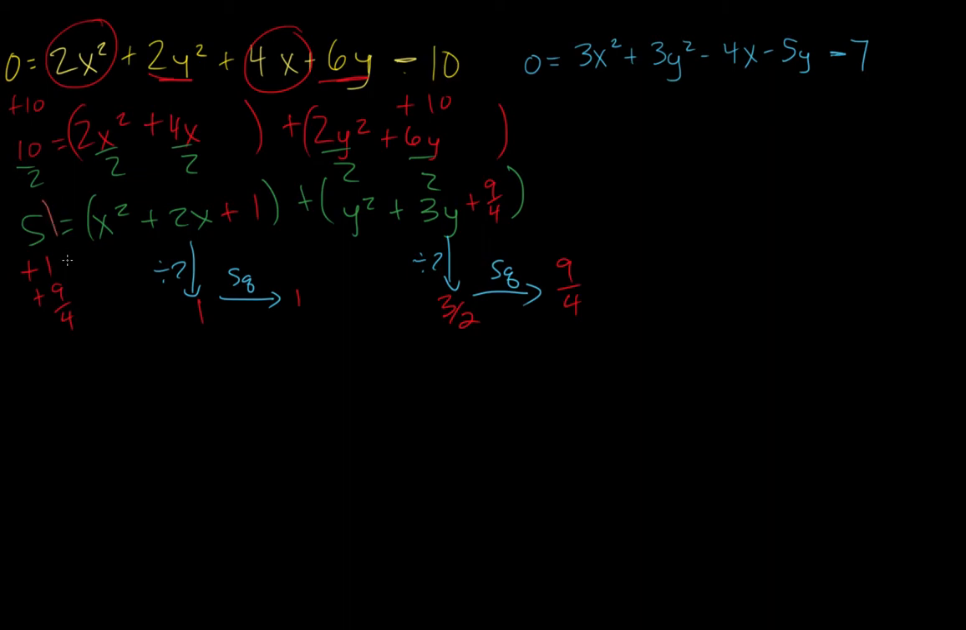Okay, the next thing is we need to combine all of these. So we need a common denominator. So the 5 is going to be 20 fourths. The 1 is going to be 4 fourths. And then we have our 9 fourths. So 29 plus 4 is 33. So we're going to end up with 33 fourths.